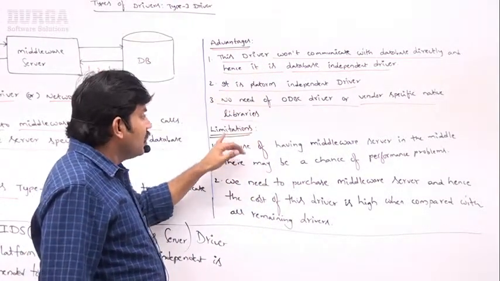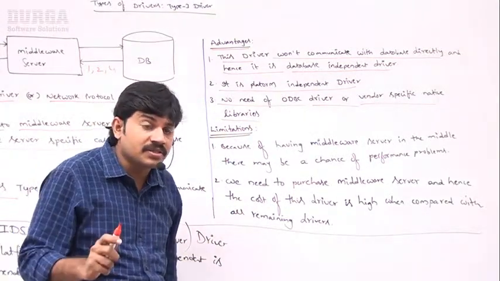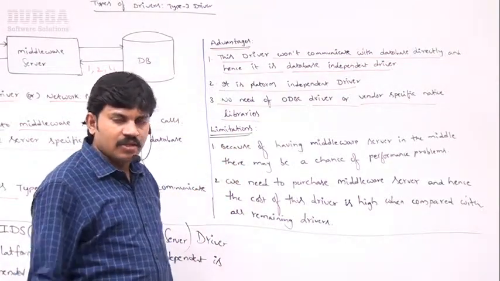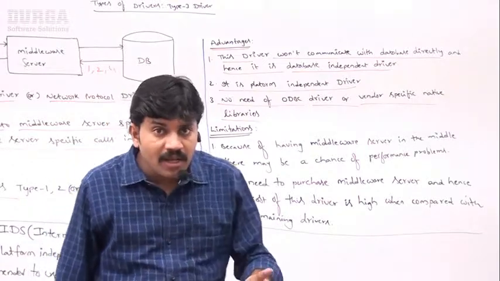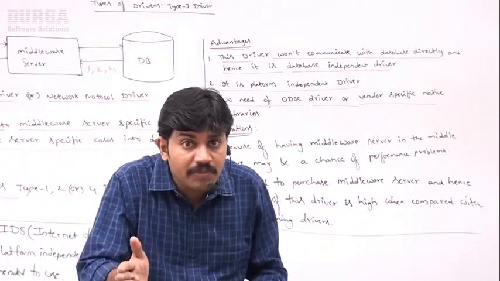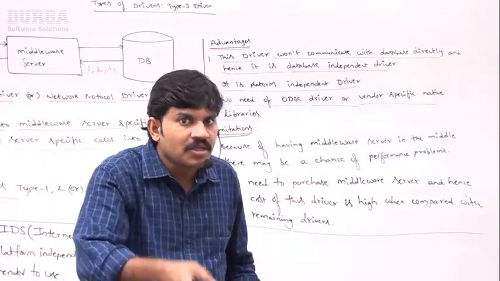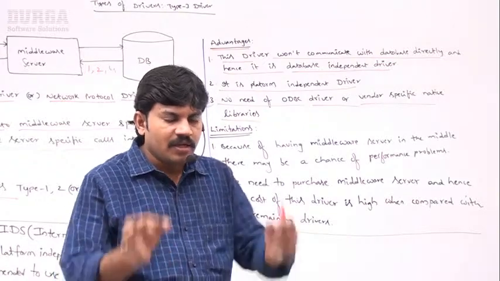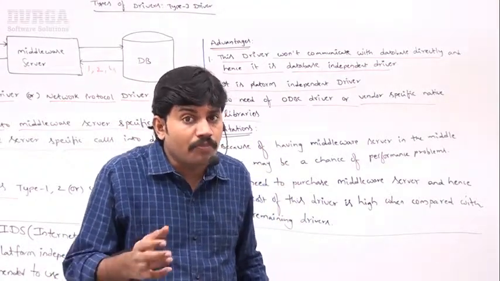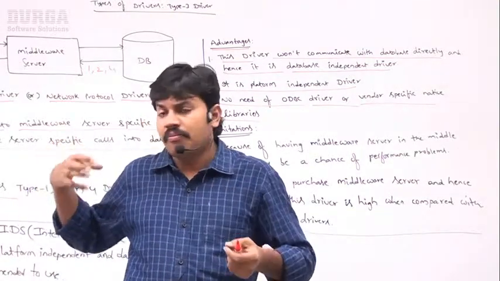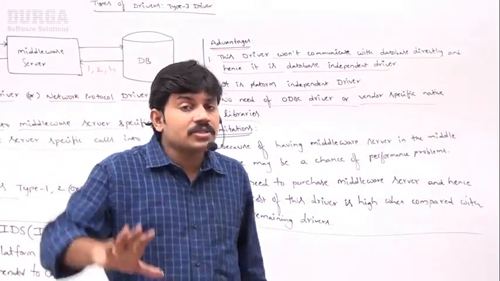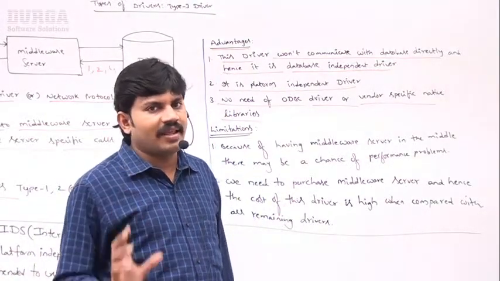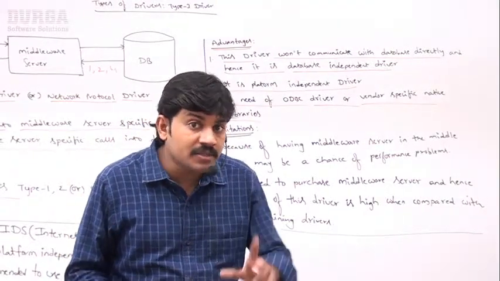Next, limitations. What are the various limitations? Very important. I told already, just 2 minor limitations are there. One limitation is a performance issue, because how many level conversions are there? JDBC to middleware server specific calls, and middleware server specific calls to database specific calls. So 2 level conversions are there, and performance is down. Next, we are required to purchase or buy this middleware server. Obviously the cost of this driver is more when compared with all the remaining drivers. So the costliest driver among all 4 JDBC drivers is the type 3 driver only.